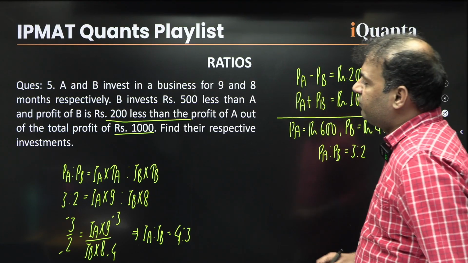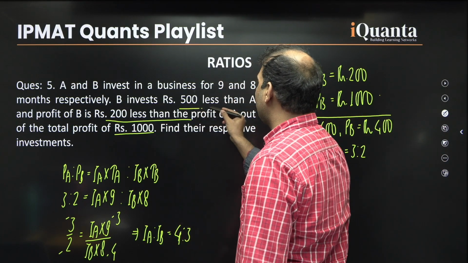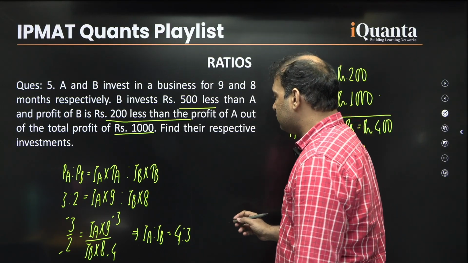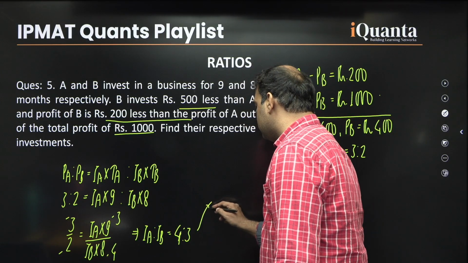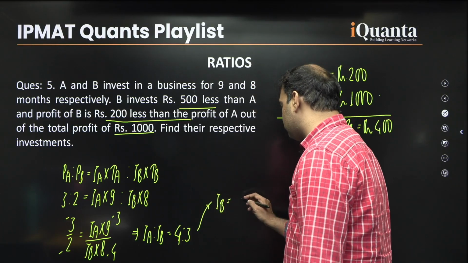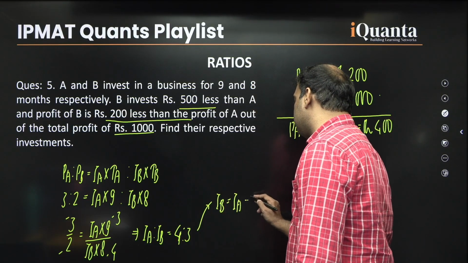We have one more piece of information: B invests 500 less than A. What does it mean? We can say the investment of B should be 500 less than the investment of A. That means IA minus 500.